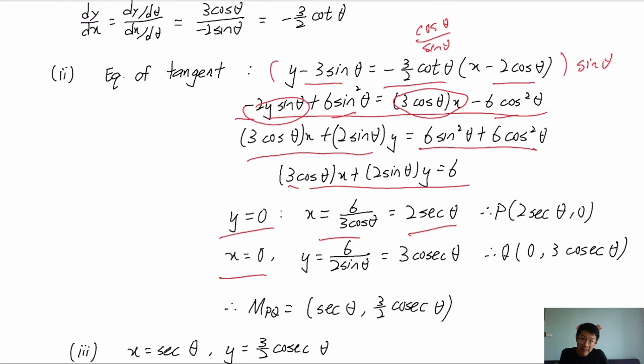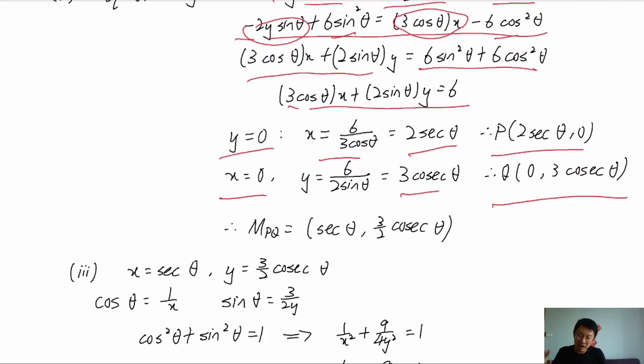For Q, the y-intercept is where x is equal to 0, so we can actually get an expression for y. These two are our P and Q. So how do we get the midpoint of PQ? The midpoint of PQ is just half of the x and the y coordinates of P and Q. So this is how we can prove the midpoint of PQ is given by this expression.